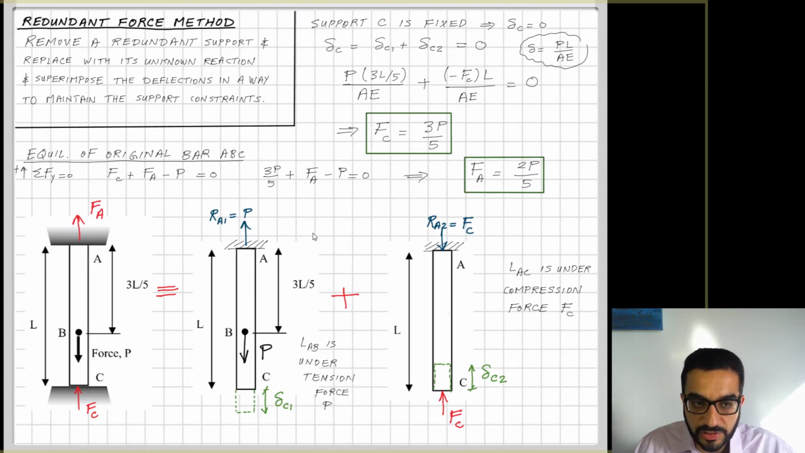In the next part of this lesson, the last part, we'll see the second method, which uses kinematics and also the information about deformations to solve the same problem, but in a slightly different way.